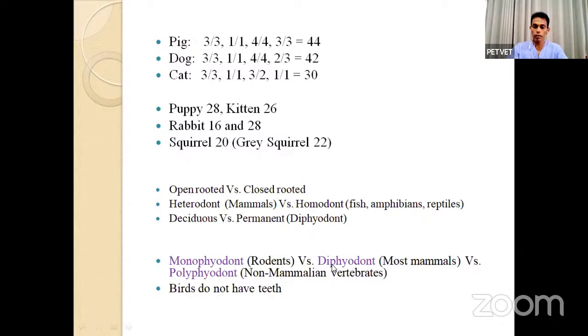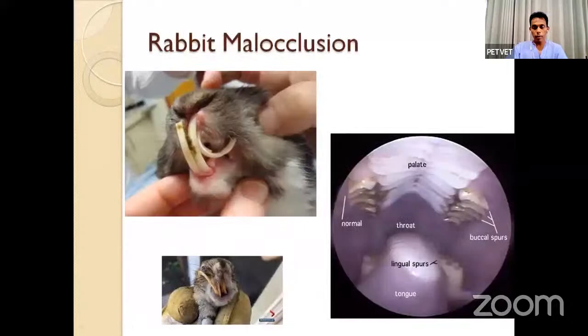Most mammals are diphyodont. And polyphyodont, non-mammalian vertebrates like reptiles and all those fellows are polyphyodont because they have several sets of teeth during their lifetime. And birds don't have teeth. So we'll go to this rabbit malocclusion first, because if I try to elaborate all these theory parts, it's going to be boring to you.